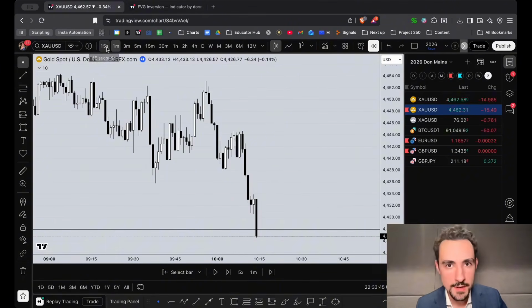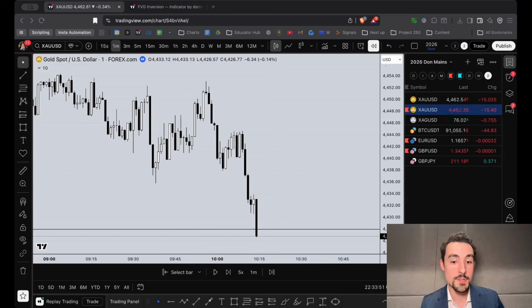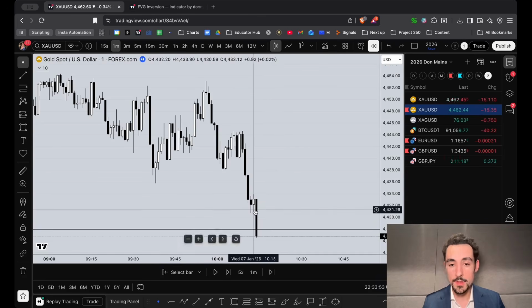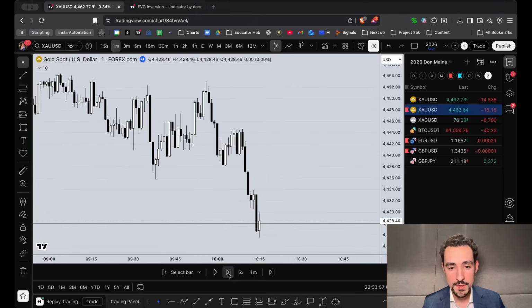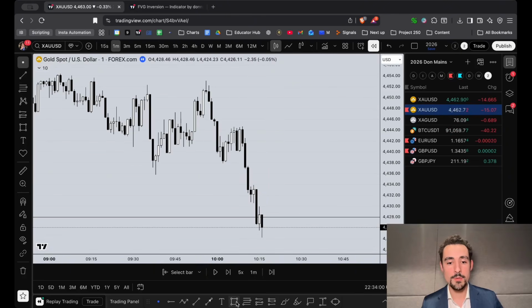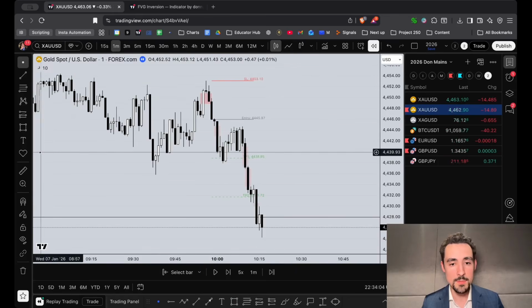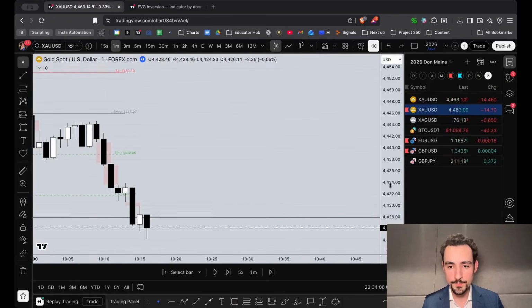Obviously, you could go 15 seconds as well, and that's just absurd. I wouldn't recommend doing that. But the 1 minute typically is going to be the first time frame where you see an inversion, right? Because here, for example, this 1 minute candle that did the most damage as price continues to develop, right? Here's your fair value gap, okay? And a fair value gap is going to be highlighted by the indicator subtly.